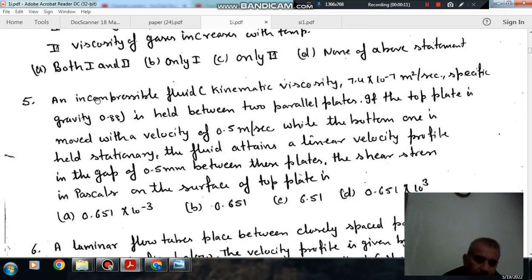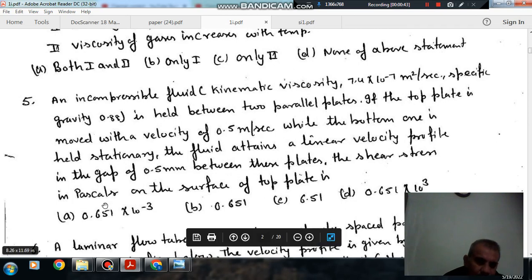Properties, manometry and buoyancy. Question number 5: an incompressible fluid of kinematic viscosity 7.4 × 10⁻⁷ meter square per second and specific gravity 0.88 is held between two parallel plates. If the top plate is moved with a velocity of 0.5 meter per second, while the bottom one is held stationary, the fluid attains a linear velocity profile in the gap of 0.5 mm between these plates.